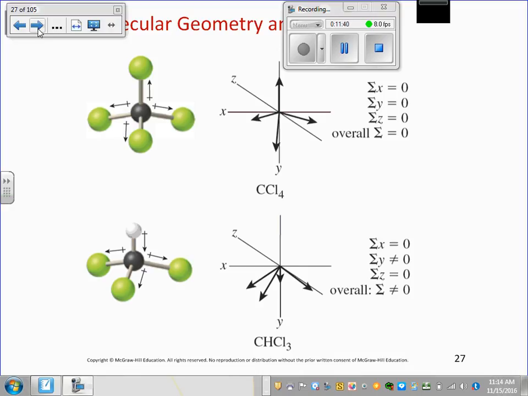If we remove one of the chlorines and replace it with a hydrogen, CHCl3, you can see the vectors don't cancel each other. So CHCl3 is polar. If I take another chlorine off and put another hydrogen on there, it's still going to be polar. 3 hydrogens and 1 chlorine is still polar. 4 hydrogens on a carbon goes back to nonpolar because it's symmetrical again.